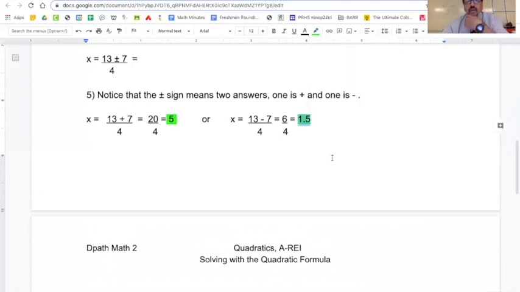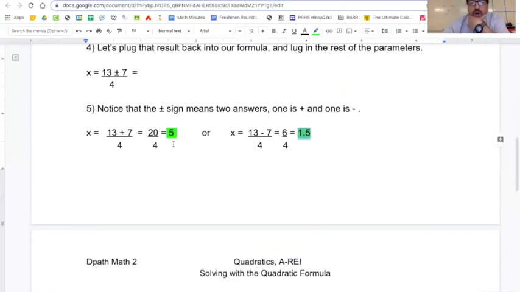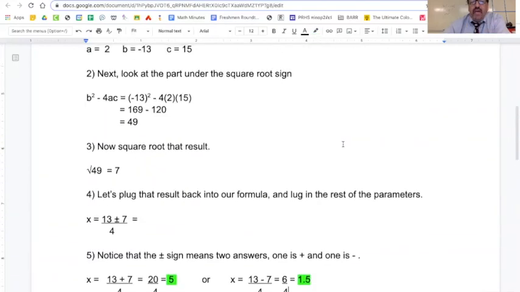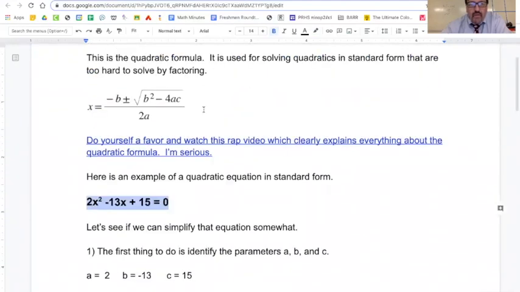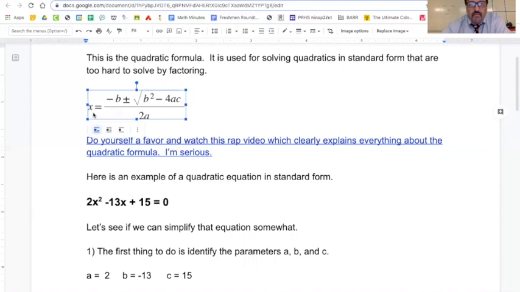I'm going to highlight them in green so you can see both of them. Our answers 5 and 1.5 are the two values of x that will satisfy this original equation. And we got those numbers using the quadratic formula.